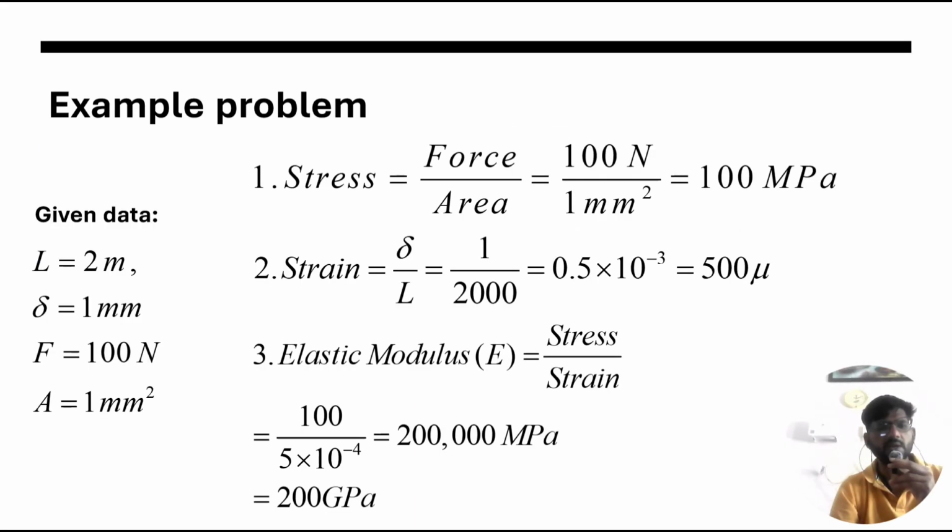Example: a bar of length 2 meter with deflection 1 mm, force is 100 Newton, and area is 1 mm square. First we find the value of the stress. Stress is defined as force per unit area. Force is 100 Newton and area is 1 square mm, so the value is 100 megapascal. Next we find the value of the strain, which is deflection per unit length. Deflection is 1 mm and the length is 2000 mm, so the value is 500 micro. And then last is the elastic modulus, which is defined as stress over strain. Stress is 100 megapascal and the strain is 500 micro. So the value will come down to 200 gigapascal.